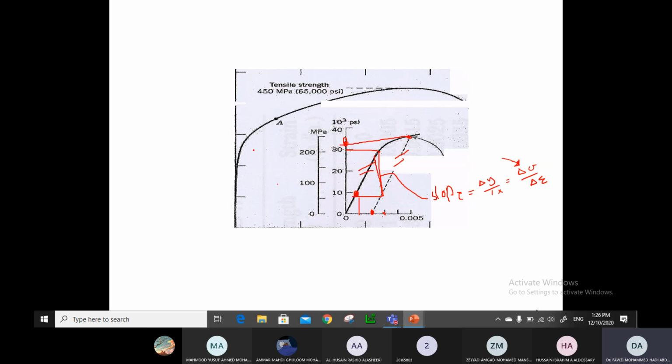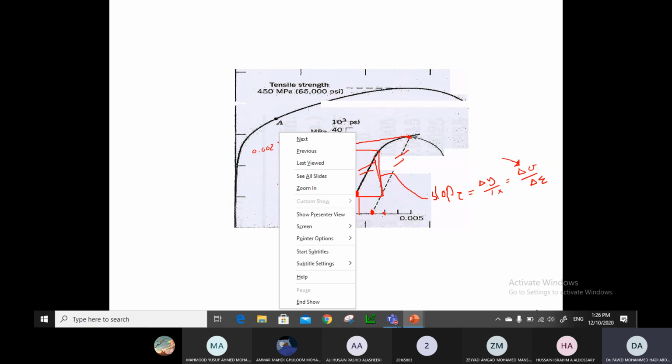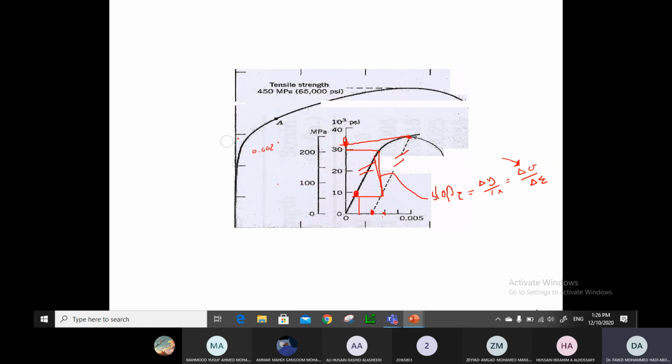So here the value is the 0.002 yield strength. Okay, so that is the yield strength that you could get.